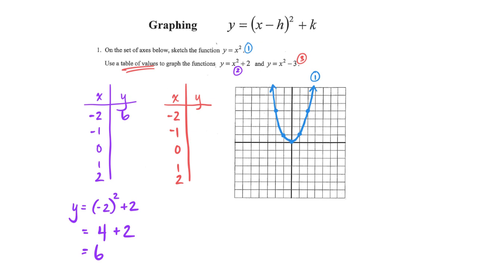I want you to notice that every time you are completing your table of values, you're doing the same thing. You are squaring whatever your base is. So you are figuring out what your base parabola is. You're just squaring a number.